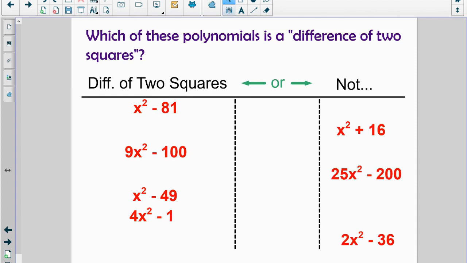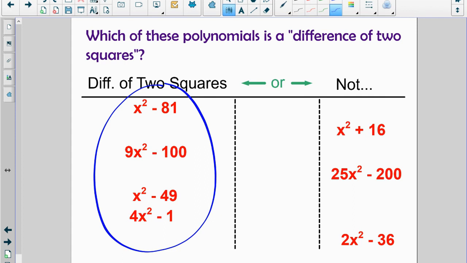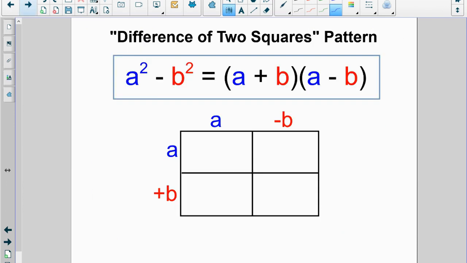Okay, so the only time that we can factor what we're doing today, the thing that you're going to learn here in just a moment, is when you have a difference of 2 squares. So we have to recognize that at the very first step. So here's our pattern. This is how we factor a difference of 2 squares, and I'll show you why that works here using an area model.